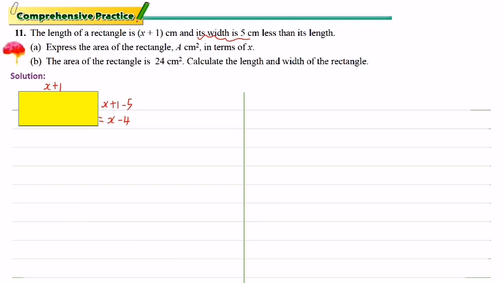A. Express the area of rectangle A centimeter square in terms of s. Okay, so how to find the area of rectangle? Of course, it is the length times the width. Okay, so A equals s plus 1 times s minus 4.